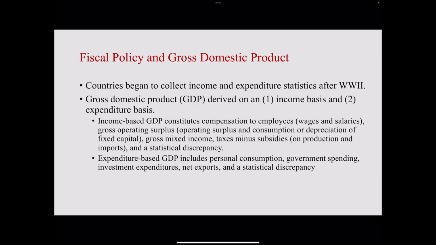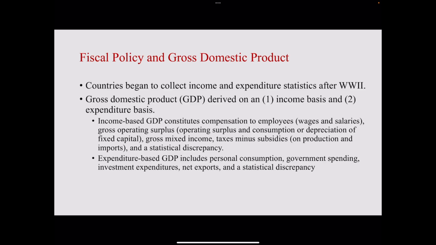Income-based GDP constitutes compensation to employees in terms of wages and salaries, gross operating surplus, the operating surplus and consumption or depreciation of fixed capital, gross mixed income, taxes minus subsidies on production and imports, and a statistical discrepancy.